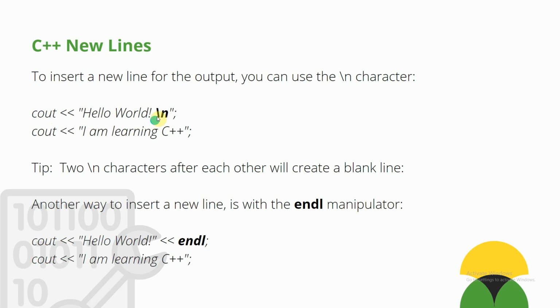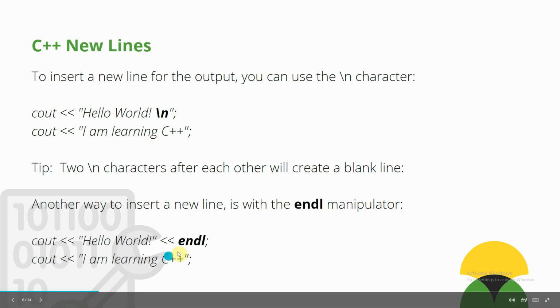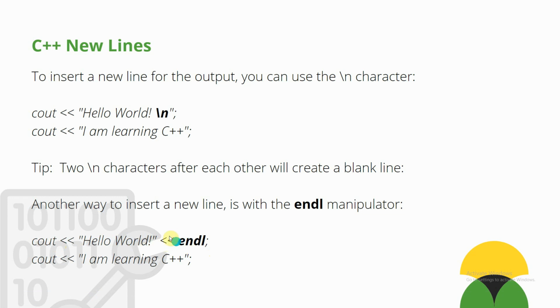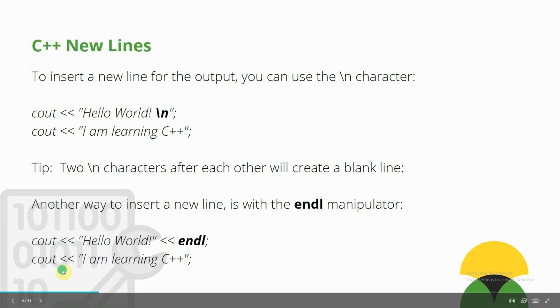Then hello world \n in quotation marks, and then cout I am learning C++ in quotation marks. We'll see later what this means; these are string types. So having two \n characters after each other, we create a blank line. Another way to insert a new line is using the endl manipulator. So this is what we will put here: after adding the cout, you use this symbol and then endl at the end, and add the second line of code to produce a new line.